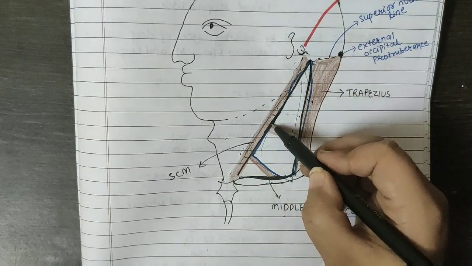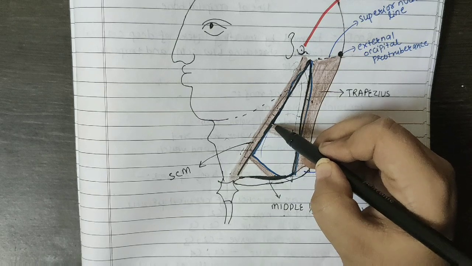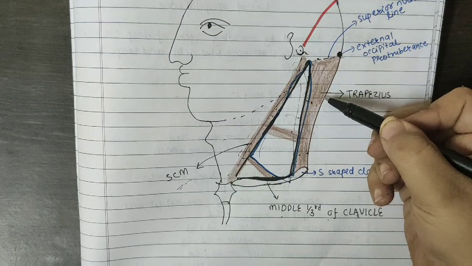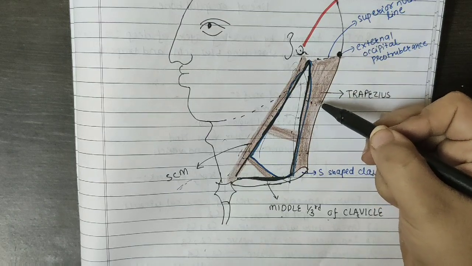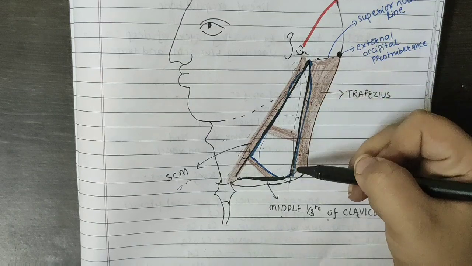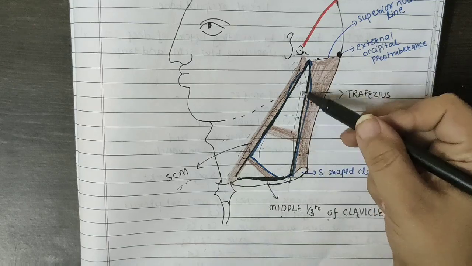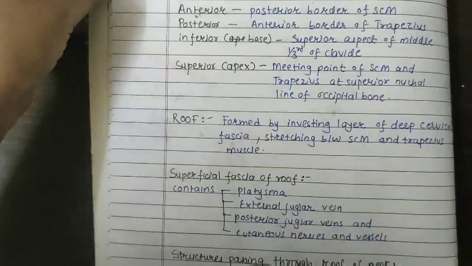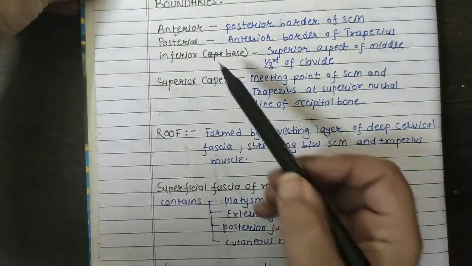So the anterior boundary of the triangle is the posterior border of sternocleidomastoid muscle, whereas the trapezius, जो ये वाला पोस्टीरियर बाउंड्री है, उसका एंटीरियर बॉर्डर ऑफ ट्रेपेजियस है. ठीक है, so this is clear now, anterior and posterior.